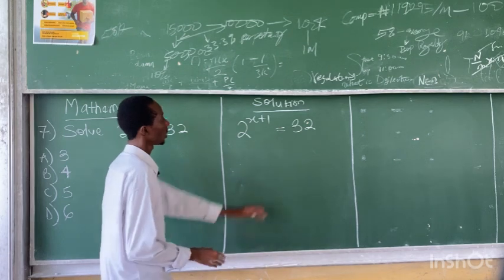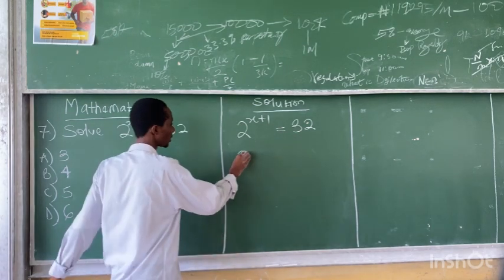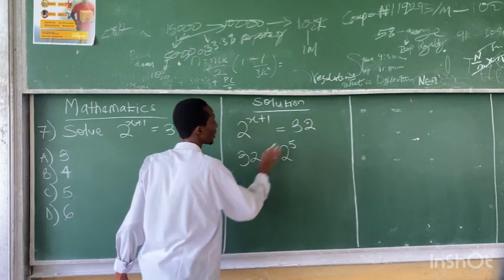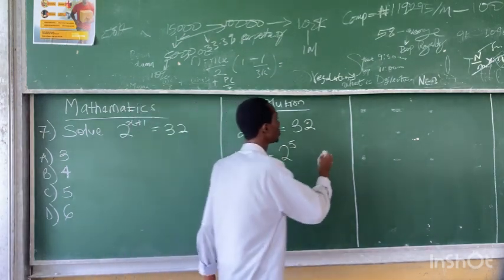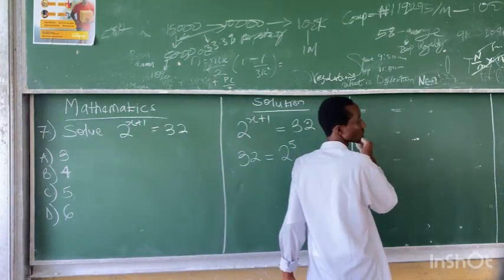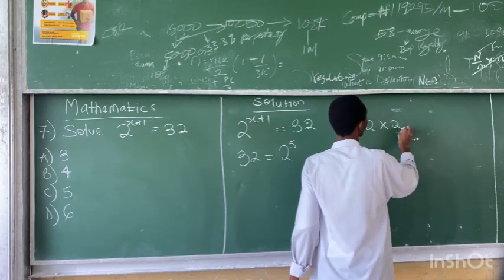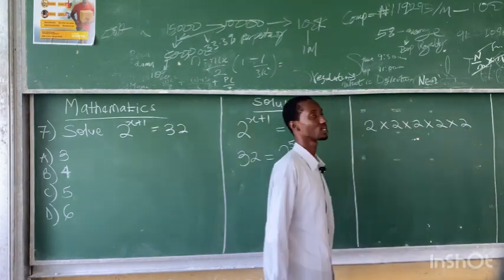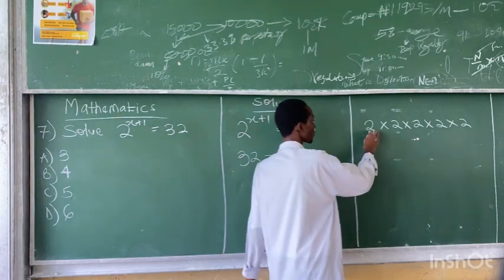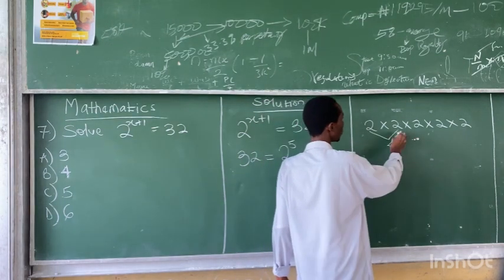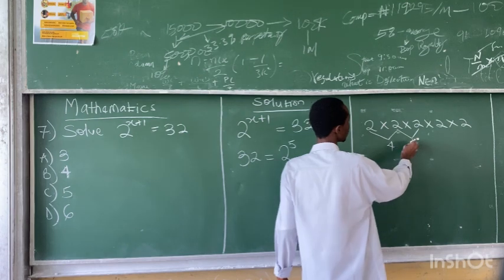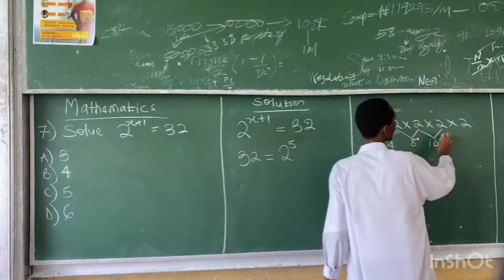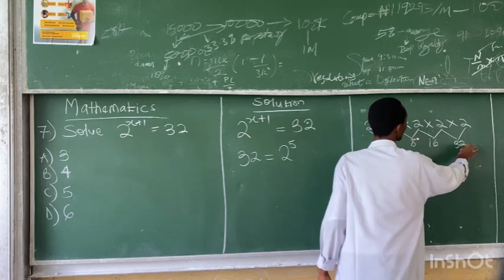Yes. Now 32 here is the same thing as 2 raised to the power 5. By that I mean 2 multiplying itself 5 times will give us 32. We have 2 times 2 times 2 times 2 times 2. 2 times 2 gives us 4. 4 times 2 gives us 8. 8 times 2 gives us 16. And 16 times 2 gives us 32.